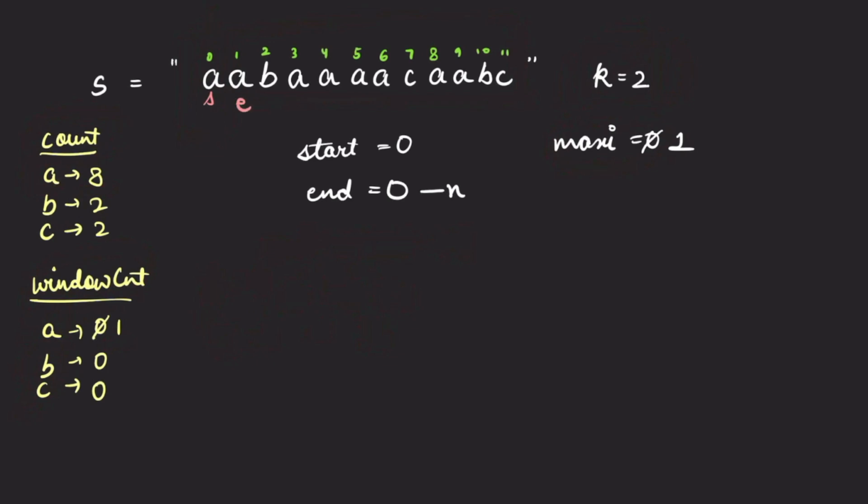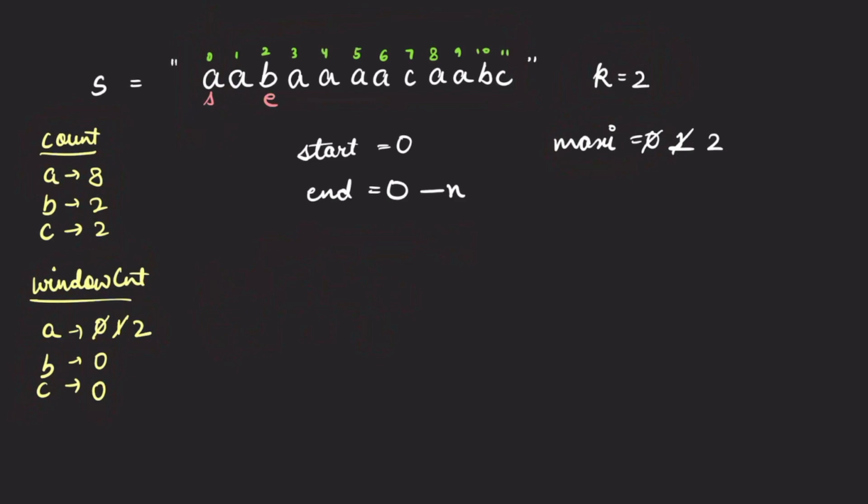Now again, we are considering A, so the count of A will be incremented by 1. Now again, you will see 8 minus 2 is 6, that is okay. 2 minus 0, okay. 2 minus 0, okay. So that means this is also one of the possible windows. Its length is 2, so our maximum will be updated to 2. Then again, we will expand our window. So end will come here.